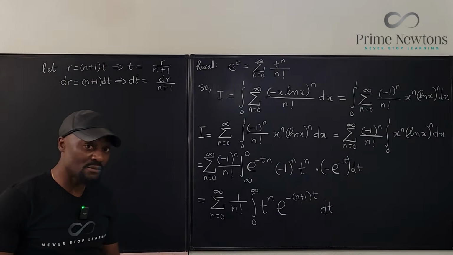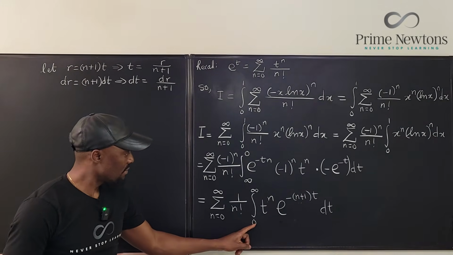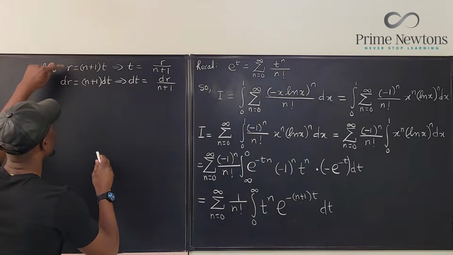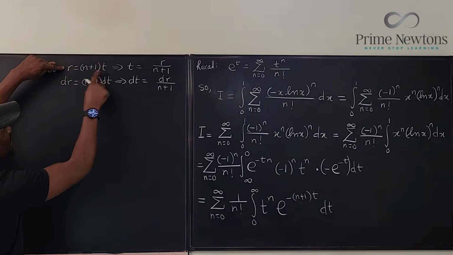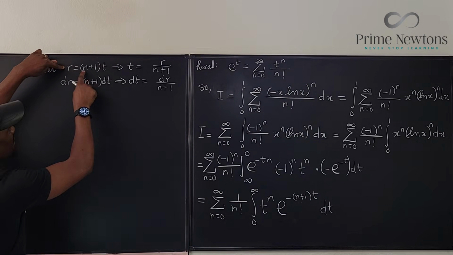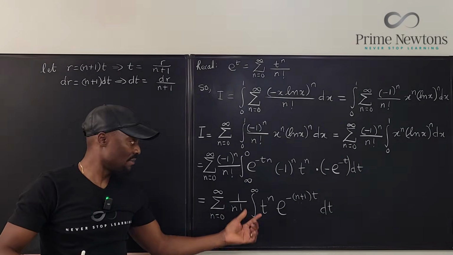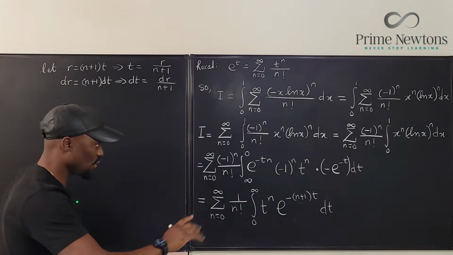Oh, I need to check the boundaries. So when t is 0, what would r be? When t is 0, r will be 0. And when t is infinity, infinity times finite is infinity. So the bounds do not change. It's the same boundaries I'm going to be using, okay? So I'm not going to show that work here.